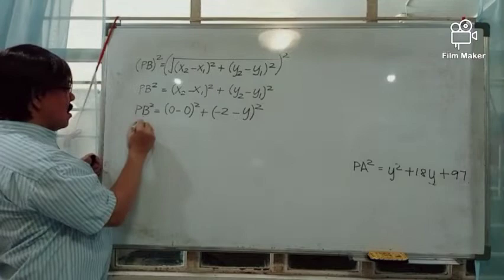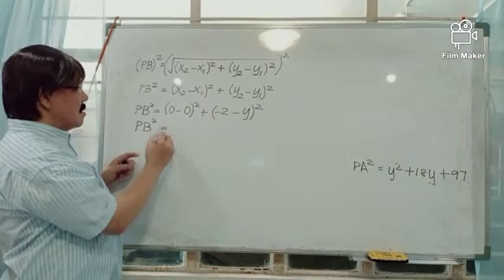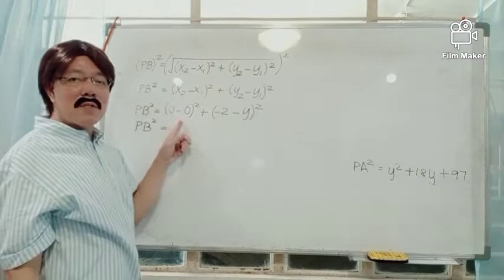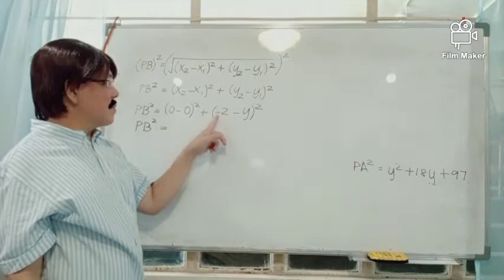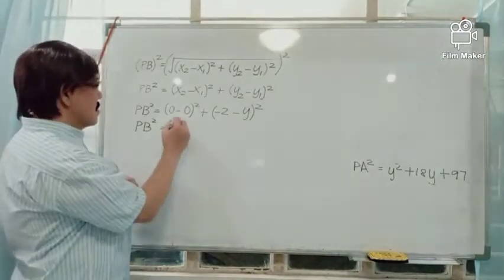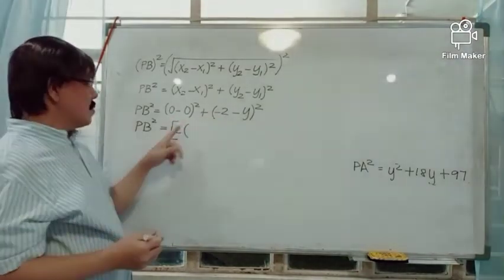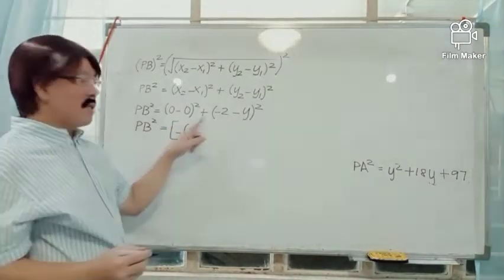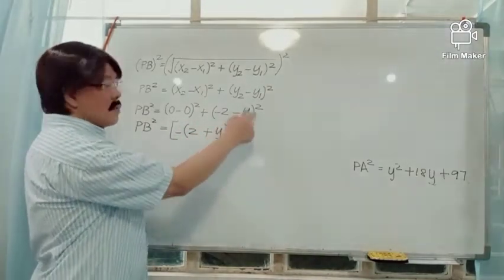We have the square of the distance between points P and B. The first term will go because it's 0. 0 minus 0 is 0. 0 raised to 2 is 0. We only simplify the second term. I will factor out negative from negative 2 and negative y. Negative 2 divided by negative is positive 2. Negative y divided by negative is positive y to the power 2.